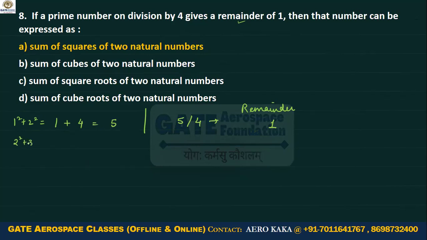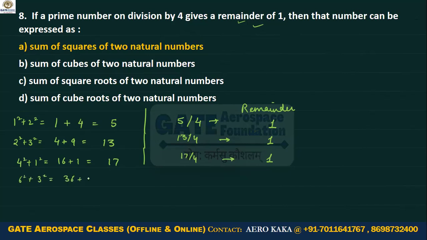Similarly, let's take some other example, 2 square plus 3 square. So it's going to be 4 plus 9, that is 13. If I divide 13 by 4, the remainder is going to be 1. Again, this condition is satisfied. You can take any other numbers. Let's say 4 square plus 1 square. So 16 plus 1, that is 17. Again, 17 by 4 will give you a remainder 1. You can try with any numbers, 6 square plus 3 square. So I'll get 36 plus 9, that is 45. And again, 45 divided by 4, the remainder is going to be 1. So this is true in all the cases. So this becomes your correct answer.